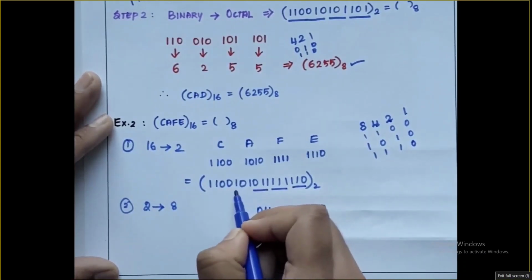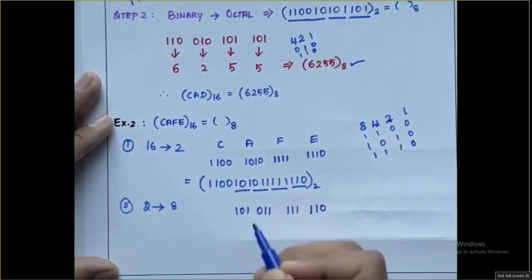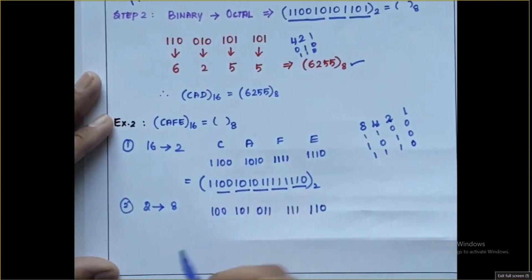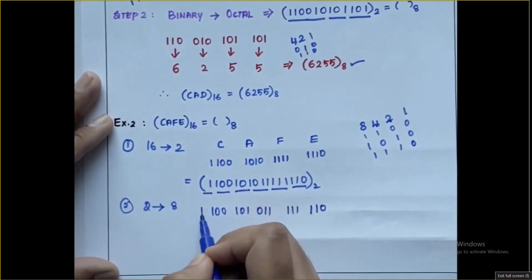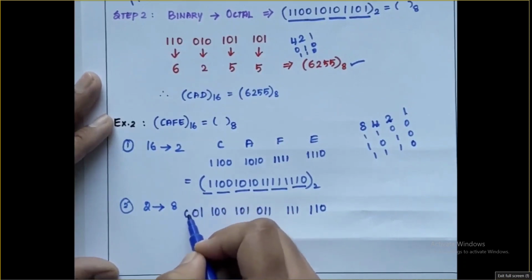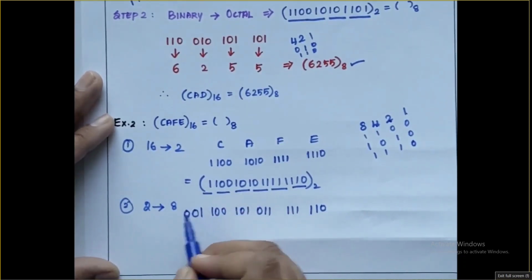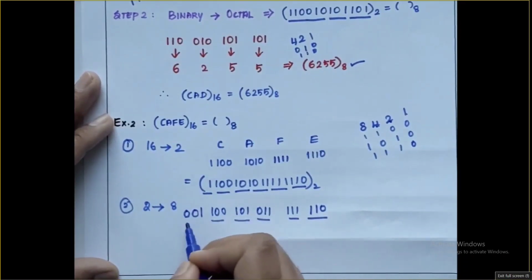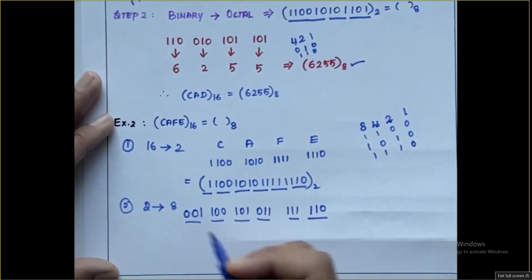Next set of 3 bits will be 011. Next set of 3 bits is 101. Next set will be 100. And the last single bit is 1, so fill it with zeros in front. So it is 001. Now we will write the equivalent representation in octal for this particular 3 bits of each value using the 4 2 1 technique.